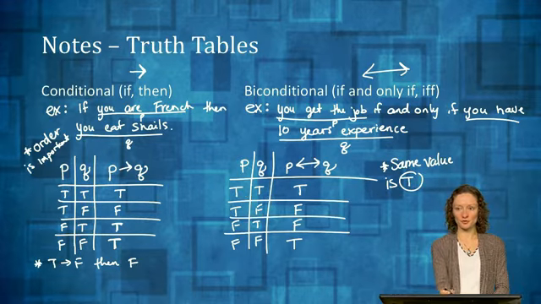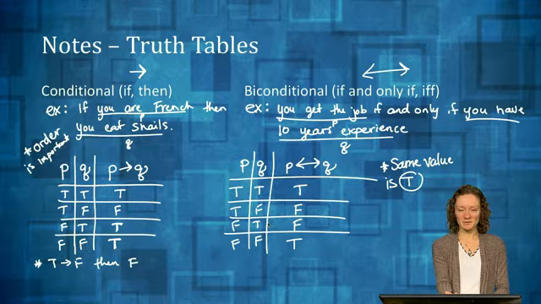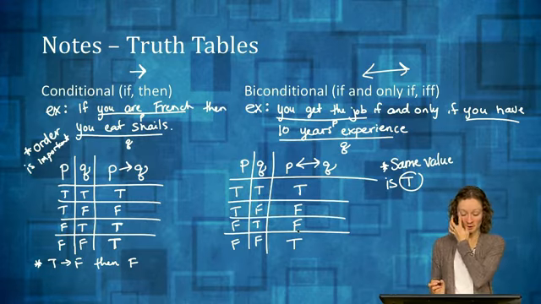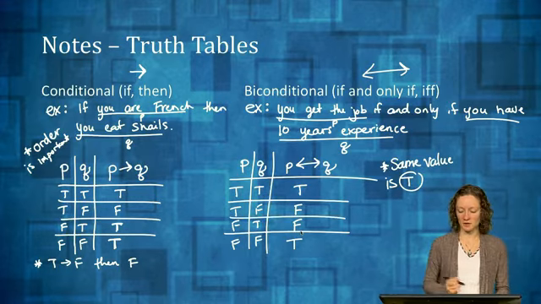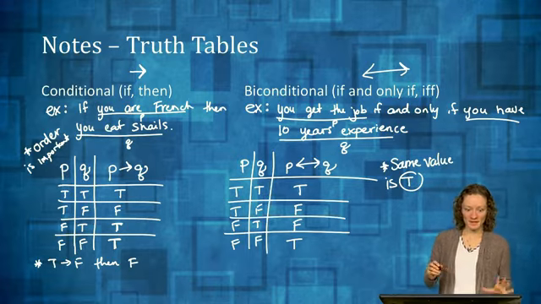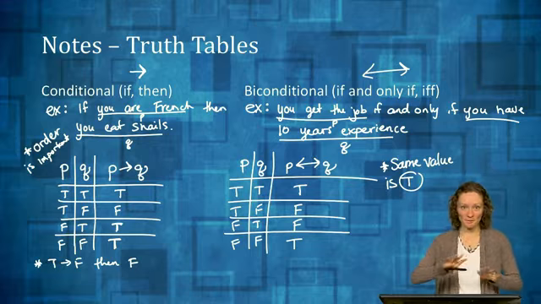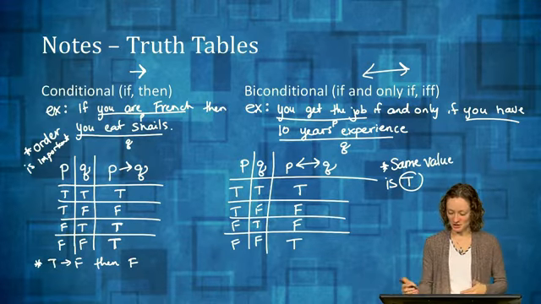If they're both true, true. If they're both false, false. If they're opposites, false. That's another way you could summarize it. Opposites are false. Okay. All right, so these are the basics: conditional, biconditional. Now we'll start to do combinations of them.